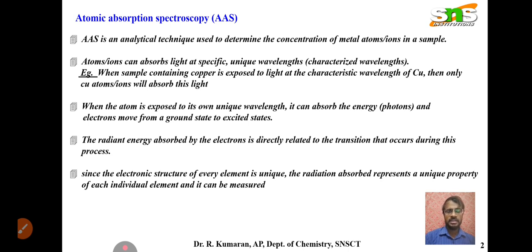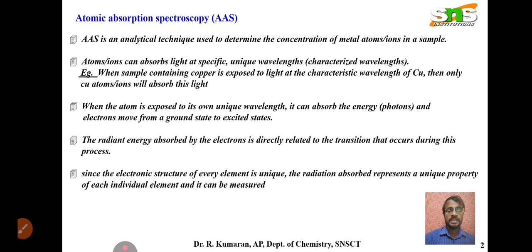AAS is an analytical technique that is used to determine the concentration of metal atoms or ions in a particular sample. So it will clearly reveal how much concentration the sample has, for example, metal atoms or ions present in the solution. Atoms or ions can absorb light at specific and unique wavelengths. It means characteristic wavelengths, we can say.